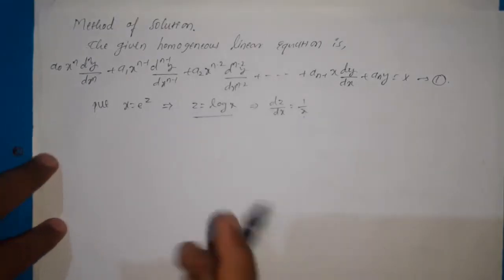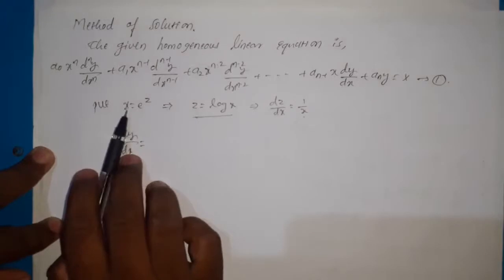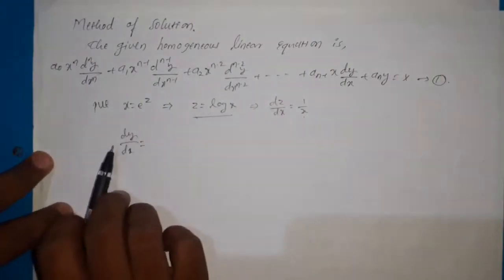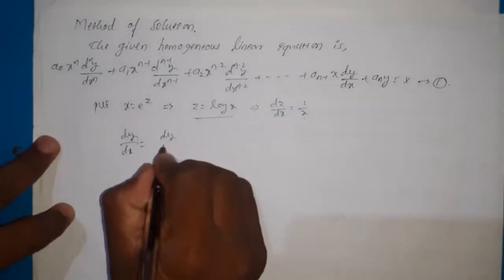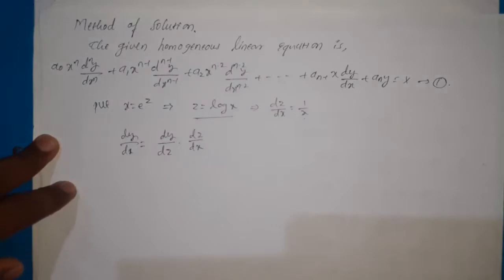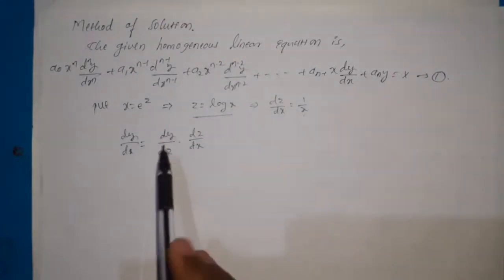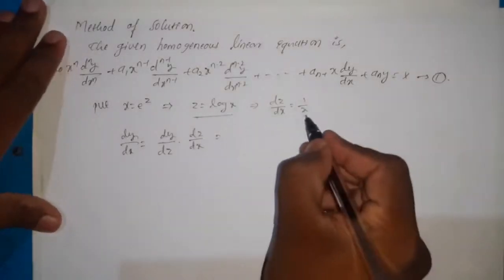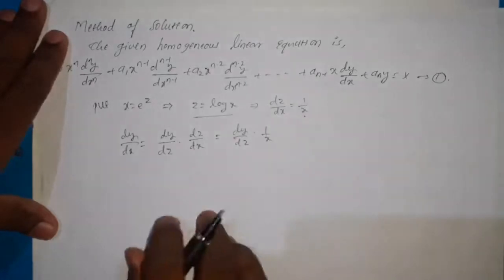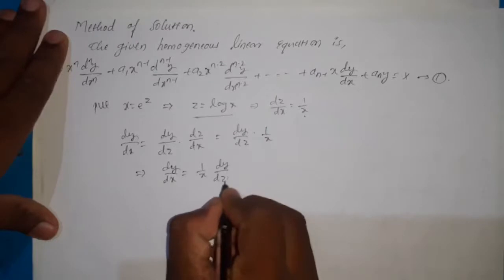By differentiating this one, we get dz by dx equal to 1 by x. Then we can write dy by dx. Here we have substituted x equal to e power z, meaning x is a function of z, right? And y is a function of x. So for dy by dx, first we differentiate y with respect to z, then z with respect to x. This is the total derivative dy by dx, where y is a function of x and x is a function of z. Therefore dy by dz into dz by dx. Already we know that dz by dx equal to 1 by x. Hence this becomes dy by dz into 1 by x. So dy by dx equal to 1 by x into dy by dz.